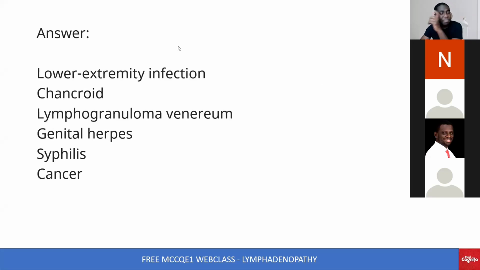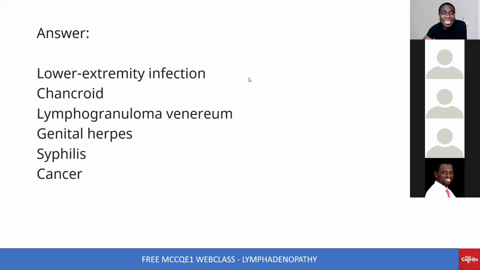Lower extremity infection. So cellulitis of the lower leg, erysipelas, you know, chancroid, lymphogranuloma venereum, genital herpes, syphilis. So various cancers in the groin. So vulvar cancer, cervical cancer, endometrial cancer, ovarian cancer. We can't hear you, doctor. So these are the differentials for inguinal lymphadenopathy.